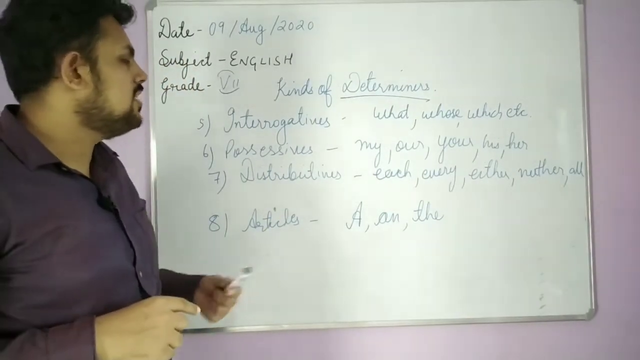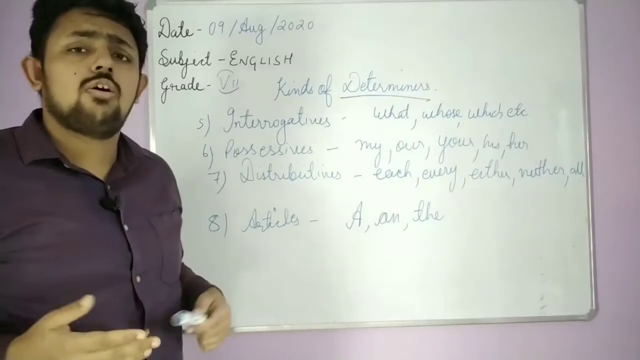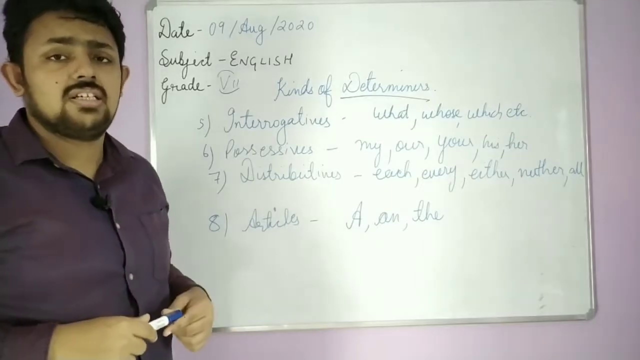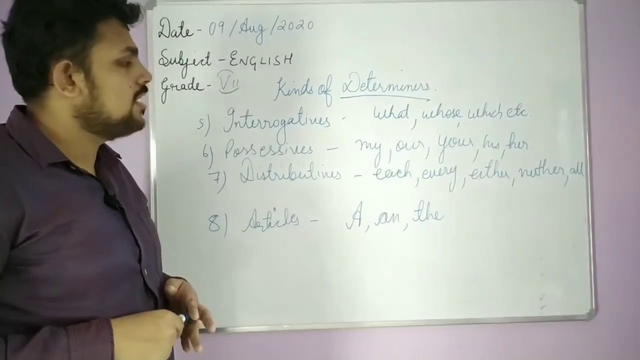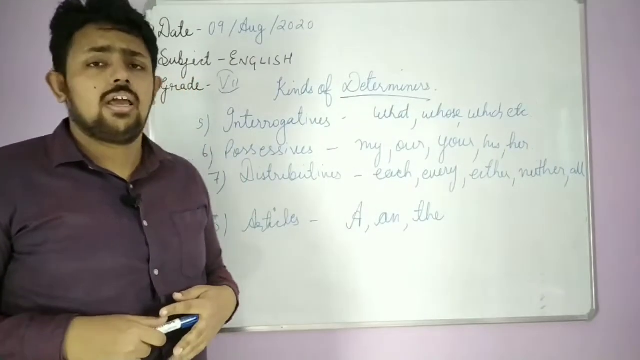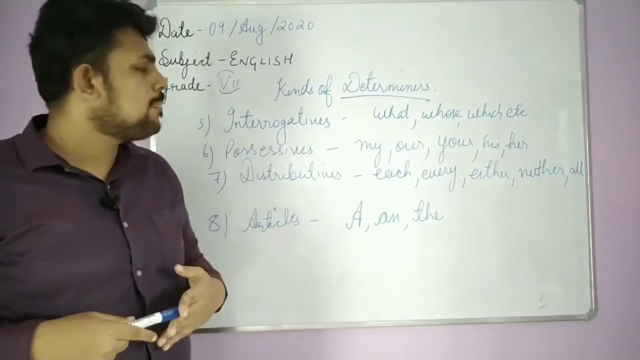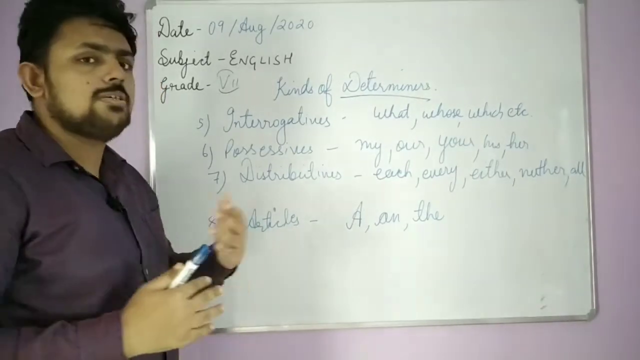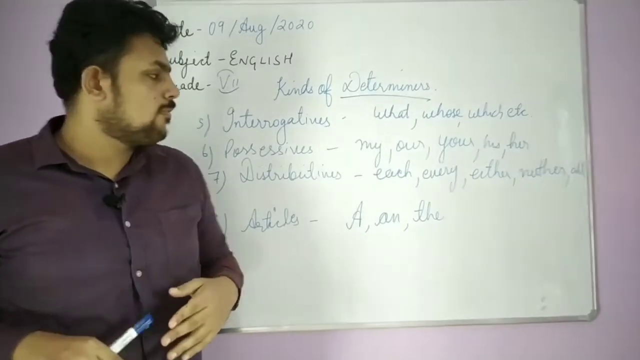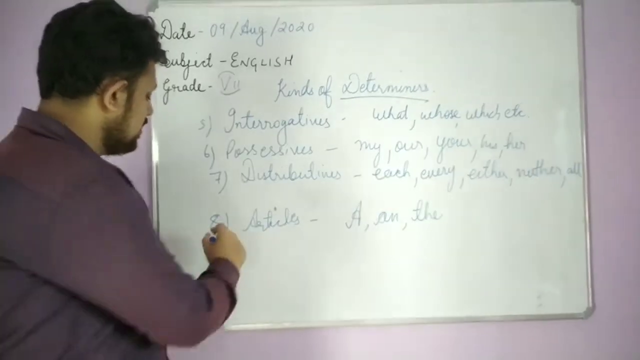Each, every, either, neither. These are called distributive determiners. How? Each or one of you must bring your own book. Every student in the class is a good student. Either of you can give the answer. Neither of the boys is able to answer my question. All of the students are answering properly. So these are distributives. We are distributing the quantity, the amount of the persons, the noun involved. This way it is also a determiner. Articles: this is a very important determiner.